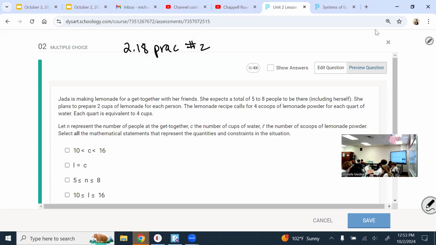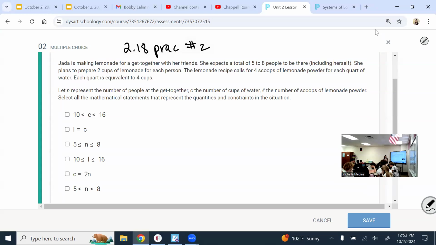So Jada is making lemonade for a get-together with her friends. She expects a total of 5 to 8 people to be there, including herself. She plans to prepare 2 cups of lemonade for each person. The lemonade calls for 4 cups. Each quart is equivalent to 4 cups. So lots of information there. We'll probably have to read that.